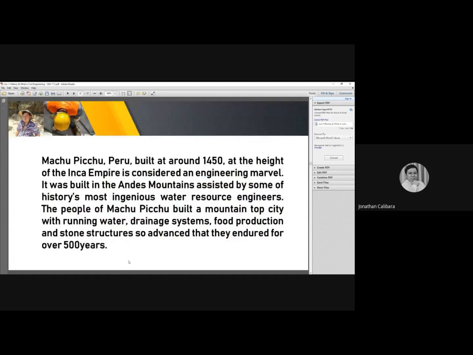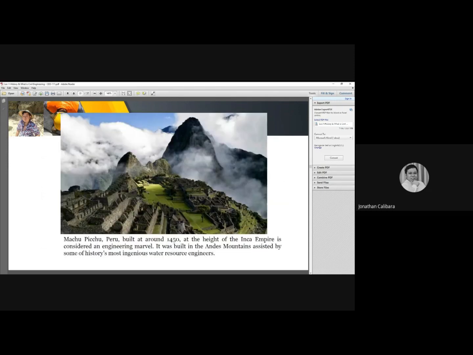I think this is all about the stories of water resources engineers. So it's about irrigation, I think, a drainage system, water. It has also made up food production and stone structures so advanced that they endured for over 500 years. Wow, this is a very good idea, no? I think we are also proud of Machu Picchu, no? Near there, there are the Ifugao rice terraces.